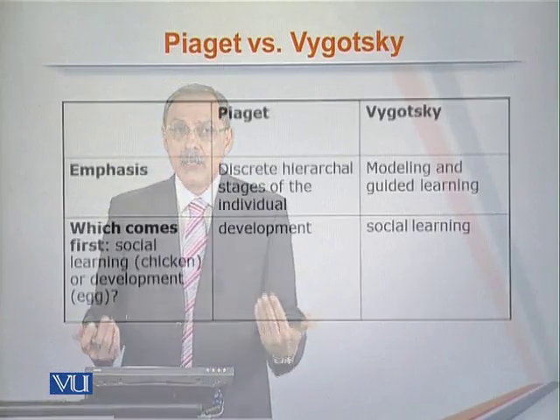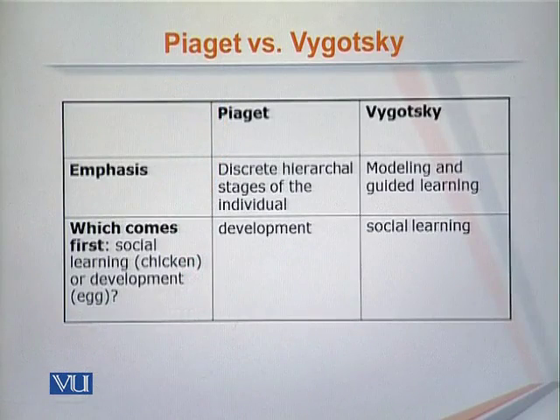We've looked at the works and contributions of two cognitive psychologists, Piaget and Vygotsky, and we've seen what they've contributed in terms of their own individual efforts and work. We will now try to make a comparison of what these two psychologists have tried to share with us. So, Piaget and Vygotsky, we will look at two aspects, emphasis and what comes first.